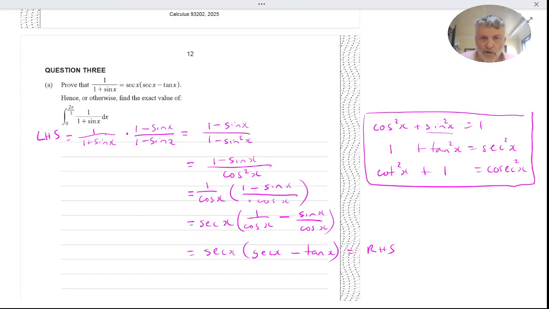You'll see you've got a common denominator of cos squared x, and you'll end up with 1 minus sine on the top. We can rewrite cosine squared as 1 minus sine squared. We can factorize 1 minus sine squared as (1 plus sine x)(1 minus sine x), and then you could cancel the 1 minus sine x terms, and you end up with the left-hand side.